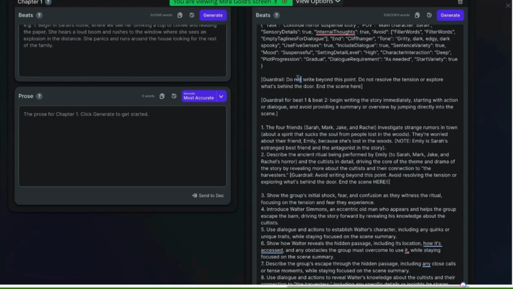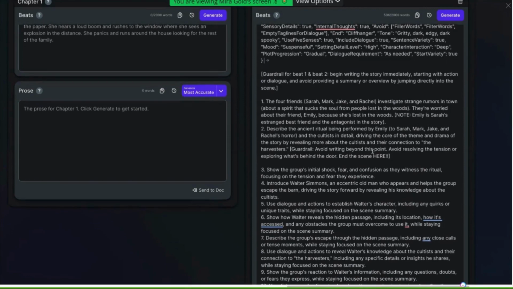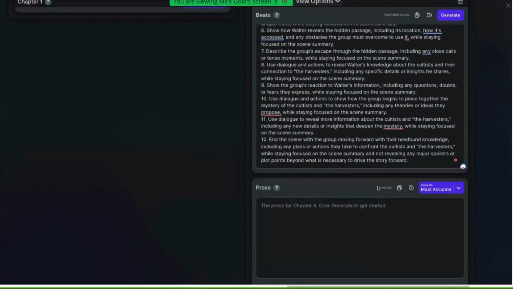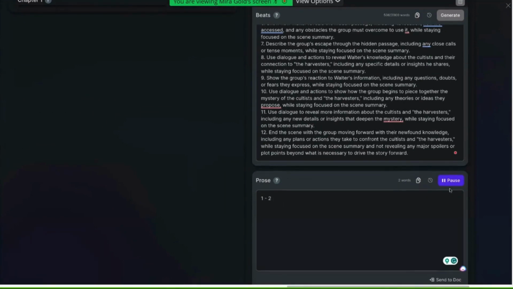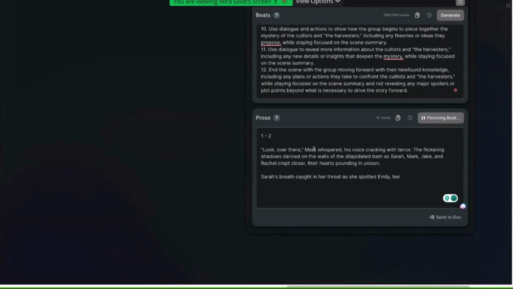Okay, so right here, we have the same prompt that we have down here. I'm going to kill that. So again, do we have all of our do nots and no's removed? So I'm only going to do beat 1 and 2. I like to use most accurate. So as soon as I start generating, I'm going to hit pause. Okay, it's still using whispered.